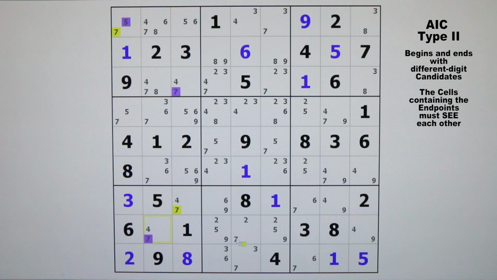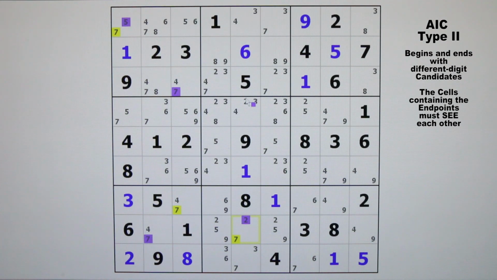From this 7 to this 7 is a strong link because they're the only 2 7s in row 8. And then to the 2 is a weak link. We only need a weak link. It's a strong link, but we can use it as a weak link. Again, we call this a surrogate weak link. So we have, starting on the 5, strong, weak, strong, weak, strong, weak.